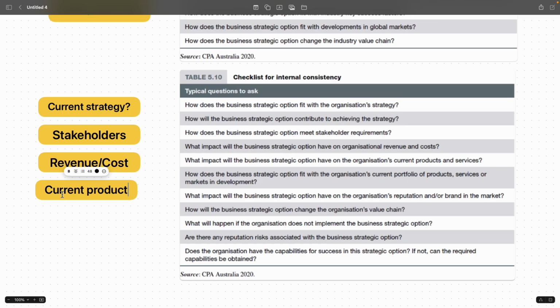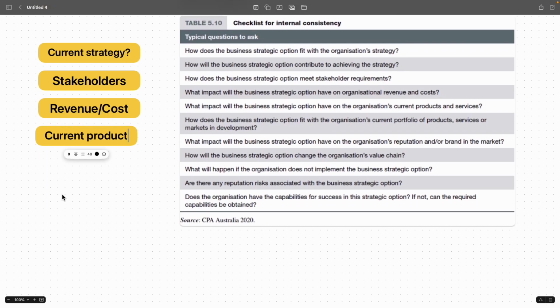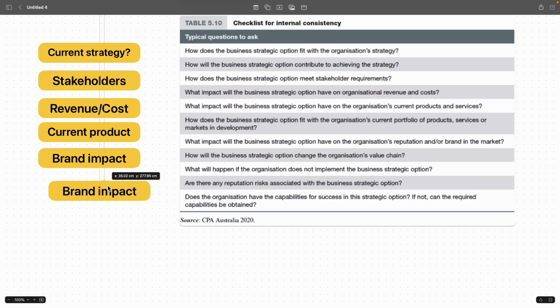Then you also have: what impact will the business strategy option have on reputation and brand? So here you can see the brand impact. Is your brand going to be negatively impacted or positively impacted? Elon Musk is destroying Tesla's brand right now by doing whatever he's doing, okay?